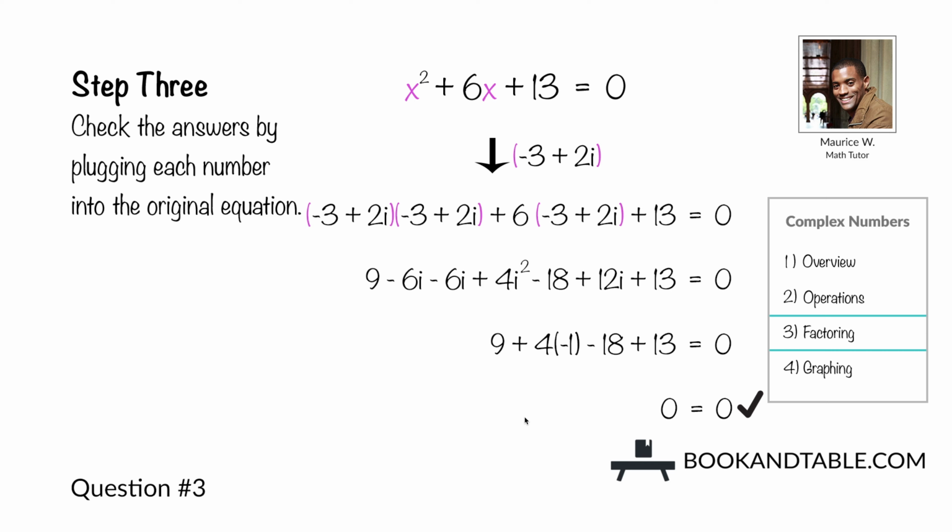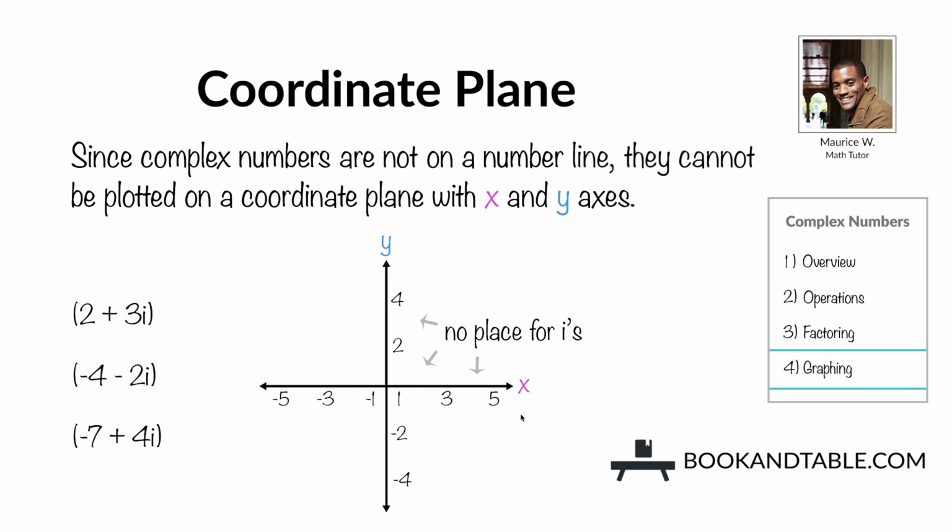And that is how we go about factoring using the quadratic formula. Let's now move on to graphing complex numbers. Since complex numbers are not on a number line, they cannot be plotted on a coordinate plane with x and y axes. So this is our normal coordinate plane.